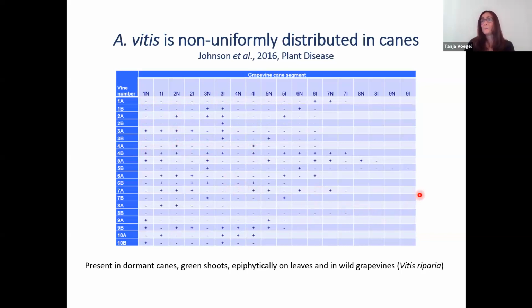This study also found that bacteria are not only present in the canes, but also in the green shoots, and they are located outside on the leaves. And they also found that bacteria are in wild grapes.